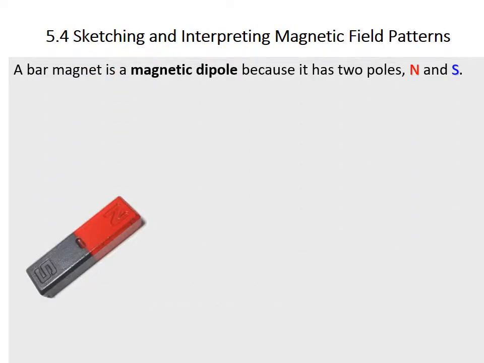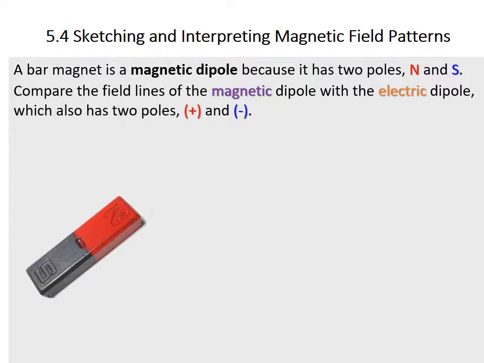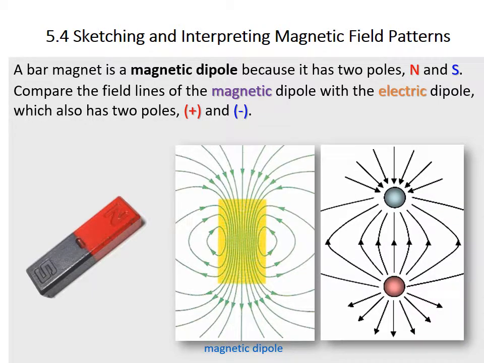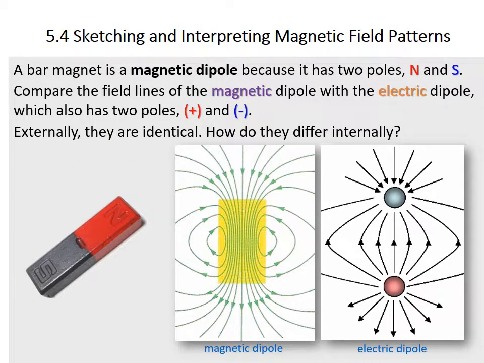Okay, so a bar magnet is a magnetic dipole because it has two poles, north and south, di meaning two. Compare the field lines of the magnetic dipole with the electric dipole, which also has two poles, positive and negative polarity. So we can see that this would be a magnetic dipole versus an electric dipole. Externally, they are identical, so how do they differ internally?